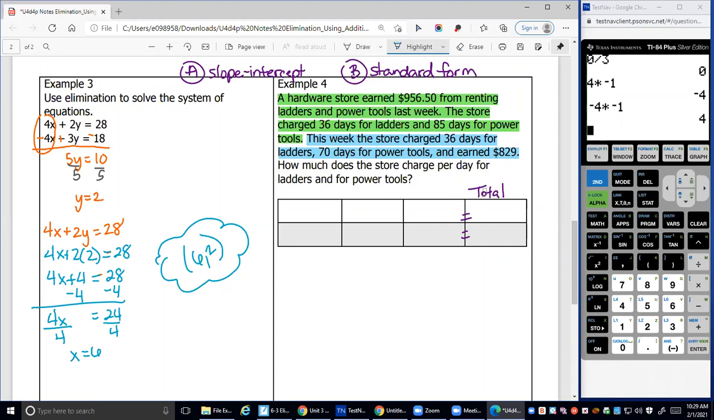Lovely. Okay, and some of you just went ahead and sent me the whole equation. So good job if you said 956.50 and 829. And it might be good to note that these are in dollars, so everything would have to be in dollars. And this one I would probably title as last week, and this one says this week, so I'm going to call it this week, just to keep it straight.